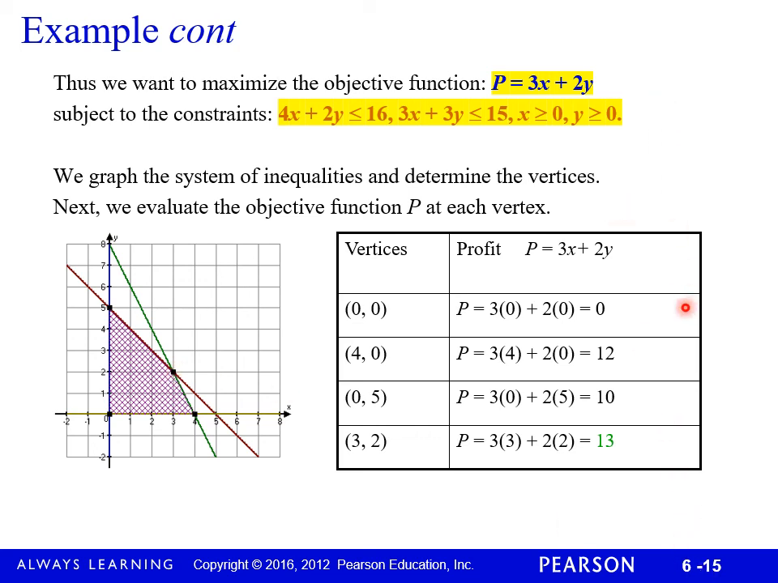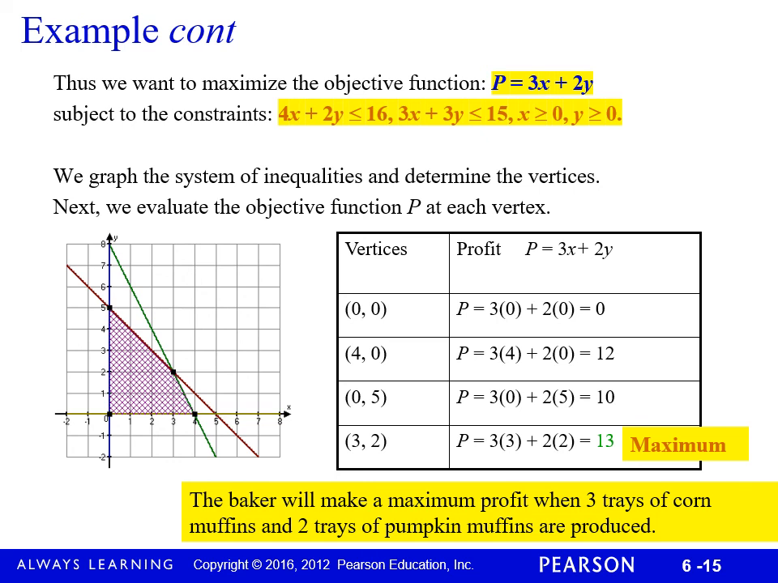We were trying to maximize this function. So what we want to do is look for the largest value here. And we can see that the largest value occurs when we do 3 corn muffins and 2 pumpkin muffins. If we were looking for the minimum, profit would be when we do nothing, which kind of makes some sense as well. So the baker will make a maximum profit when 3 trays of corn muffins and 2 trays of pumpkin muffins are produced.